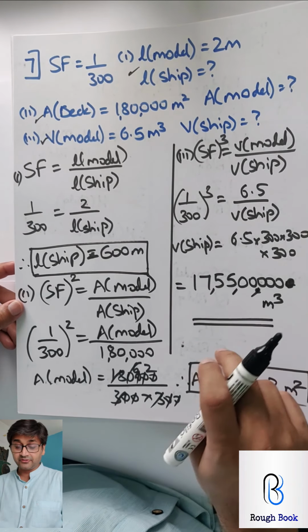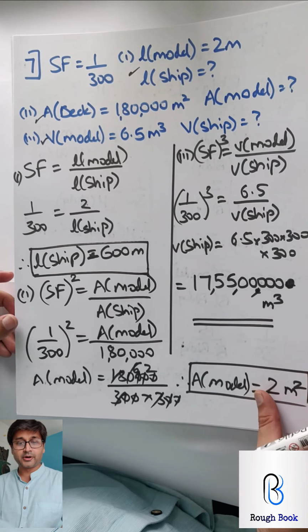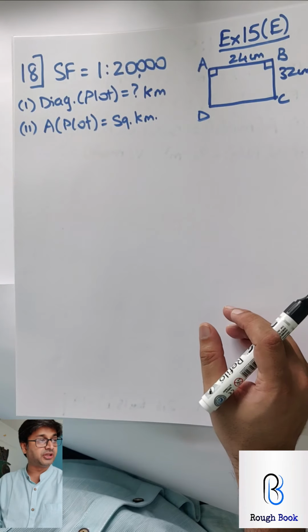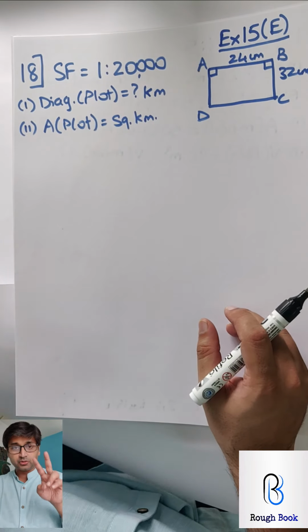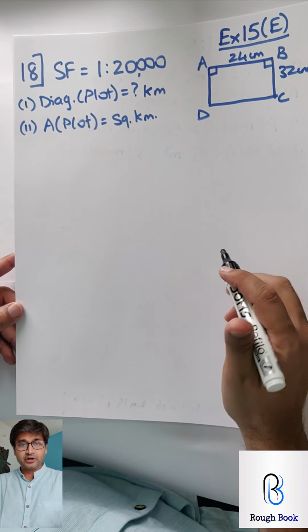Got it? How many of you have got this correct? If you got the third one correct, brilliant, you are on track. Let's take two more questions. This is from the next exercise 15E based on model. Only two sums from that exercise. So I thought let me finish them with this video itself.